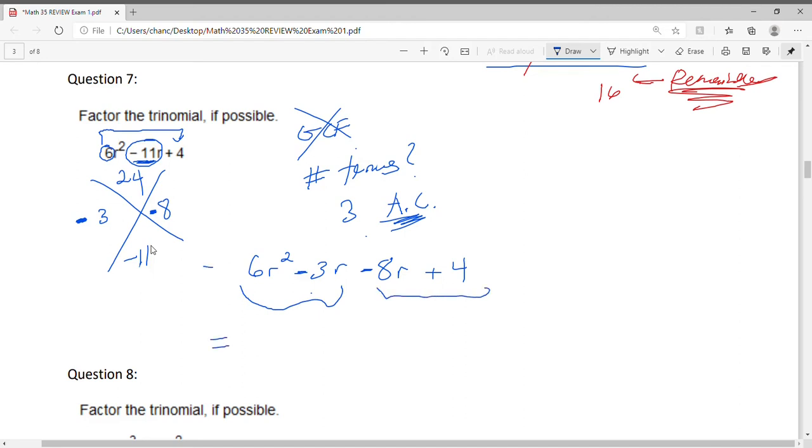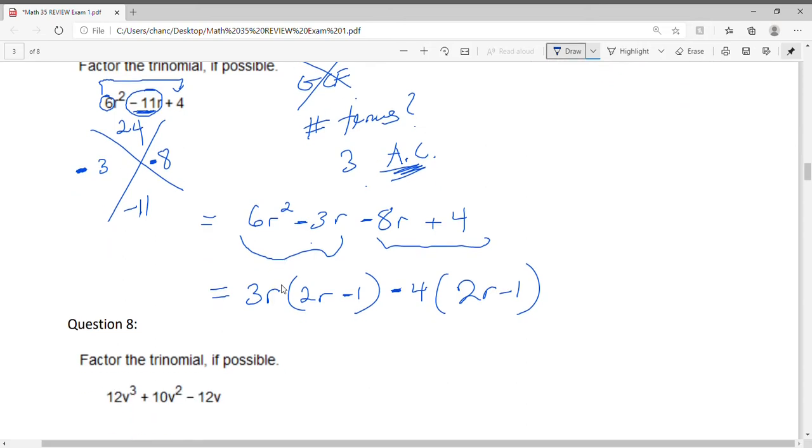So let's look at the first pair. They contain a common factor of 3 and r. So let's take out 3r. That leaves me 2r minus 1 left. And for the second term, they have a common factor of 4. Now if I were to take out a 4, I would not get 2r minus 1 left over. So let's take out a negative 4. And that will leave 2r minus 1 left over.